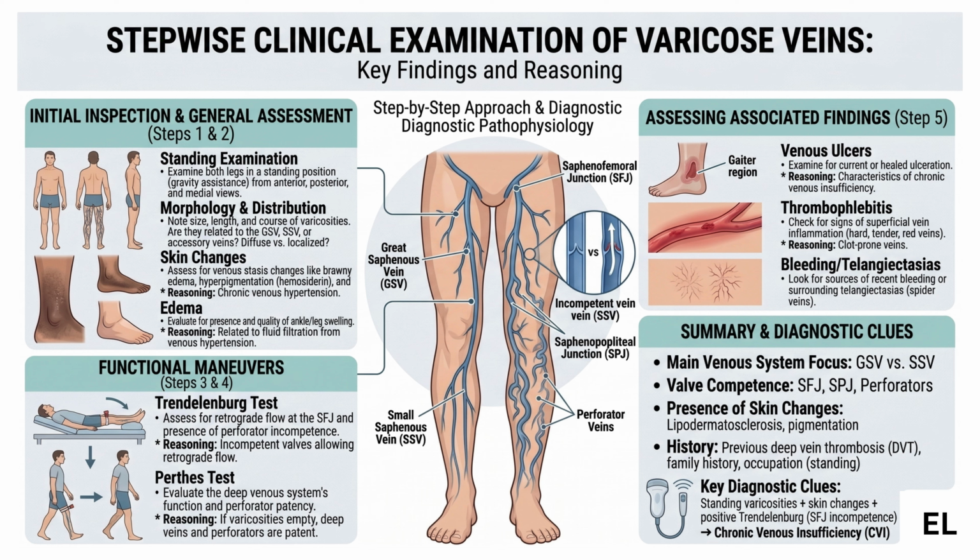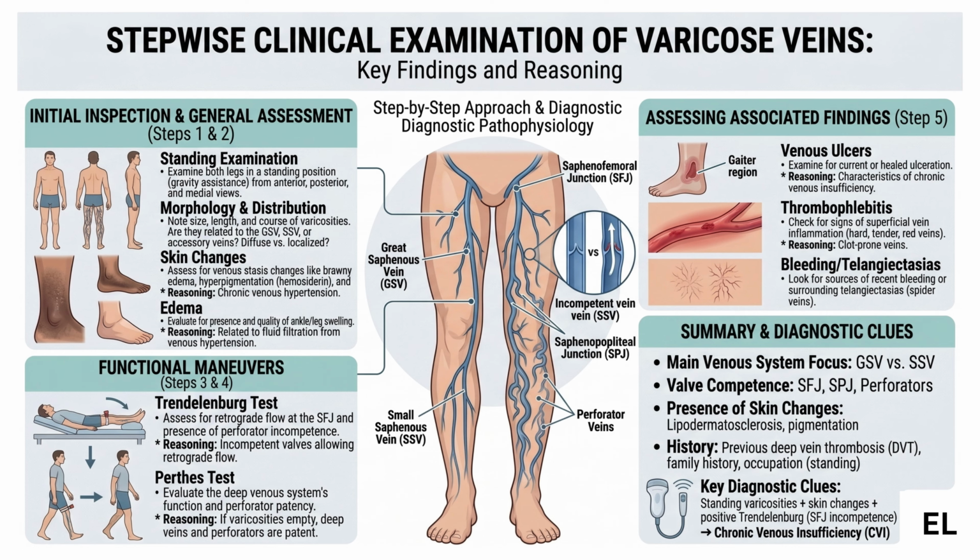They most commonly involve the superficial venous system of the lower limbs, especially the great saphenous vein and small saphenous vein systems. A proper clinical examination is extremely important because it not only confirms the diagnosis, but also helps identify the site of venous incompetence, assess disease severity, and detect complications such as ulcers or thrombophlebitis. The examination should always be systematic and performed step by step.